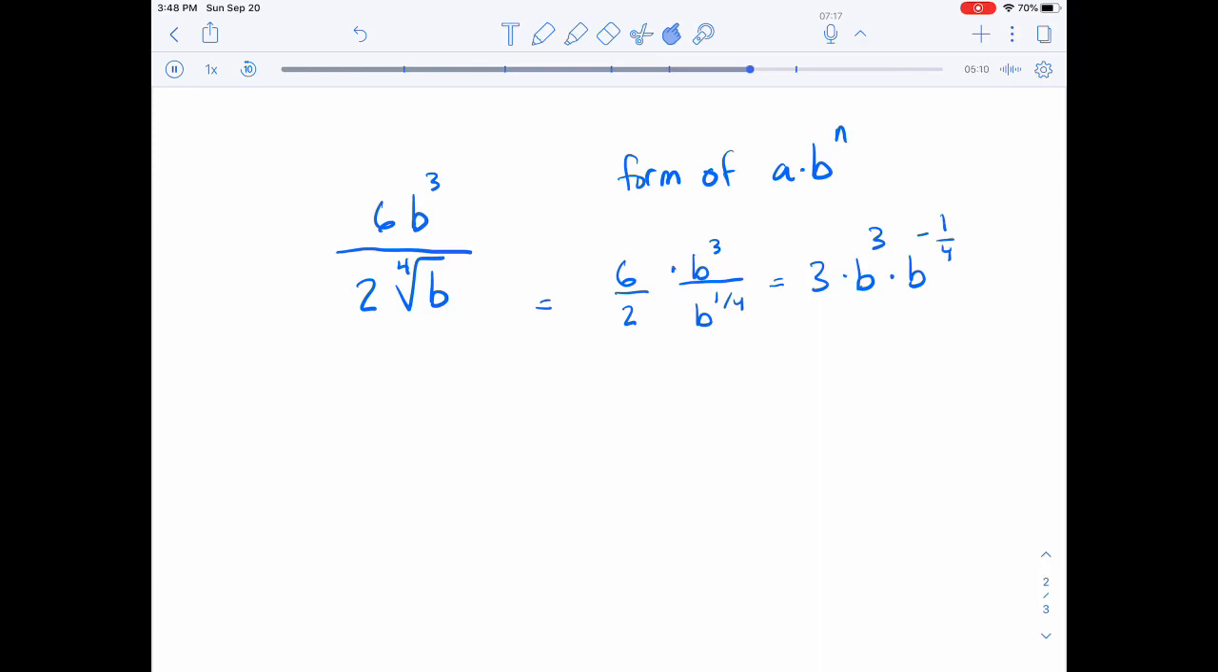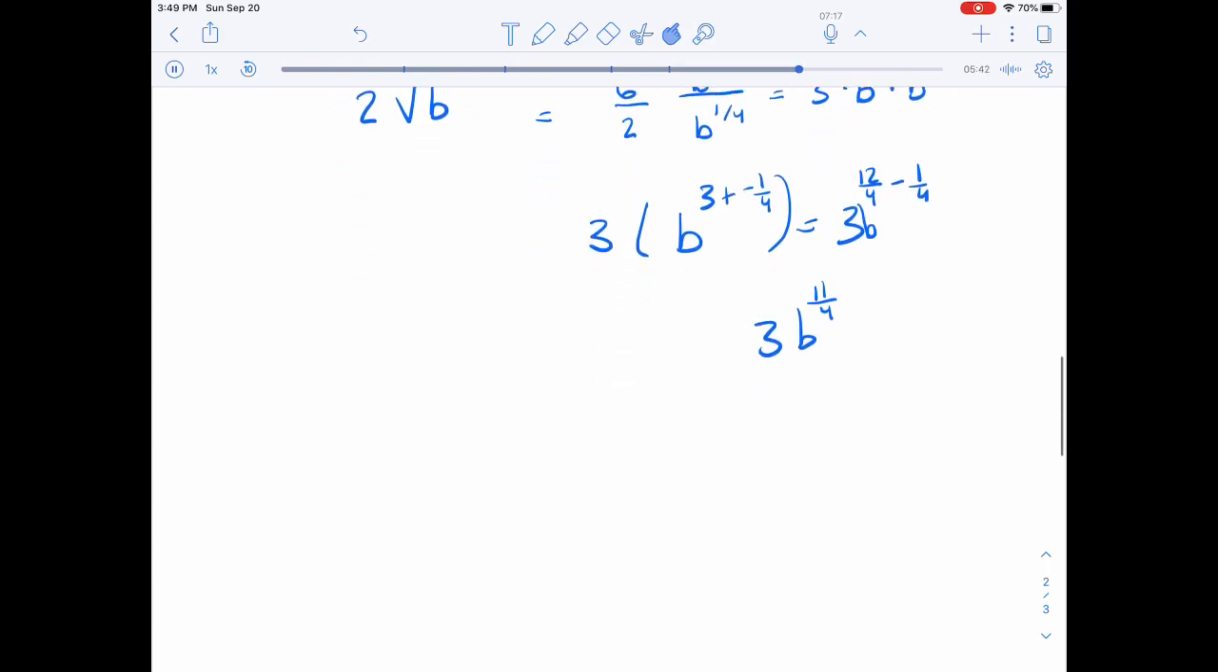Now, using the product of powers with the same base property, I can add my exponents. So it becomes 3 multiplied by b to the 3 plus a -1/4, which becomes 3 multiplied by b to the 12/4 minus 1/4, which results in 3b to the 11/4 power.